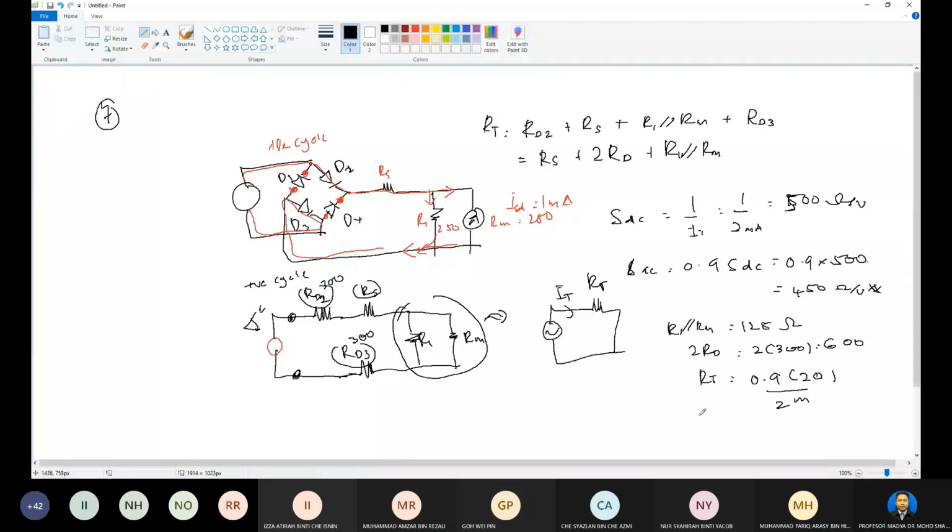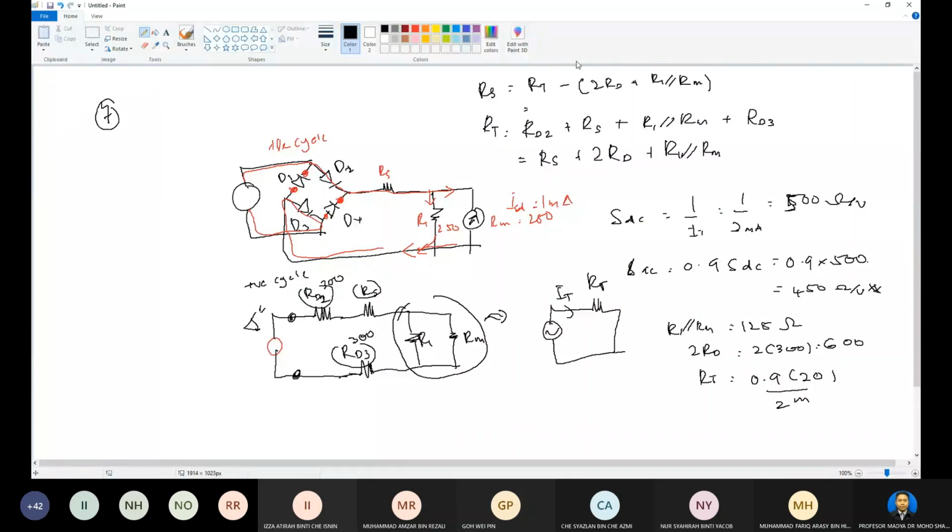Okay, so from this one you can get the RS. The RS from this equation: RS equals RT minus 2RD plus R1 plus RM. This means RT, okay, you can calculate what is the RT.